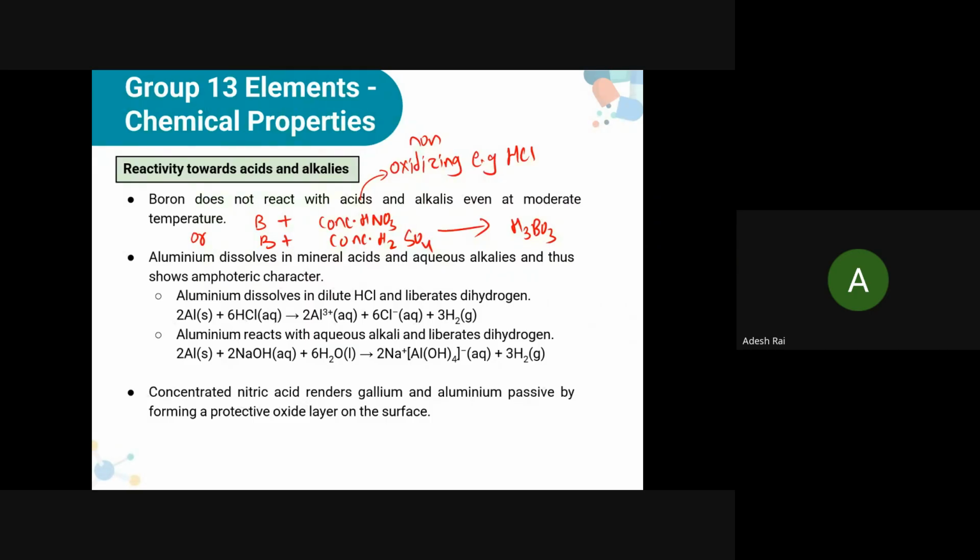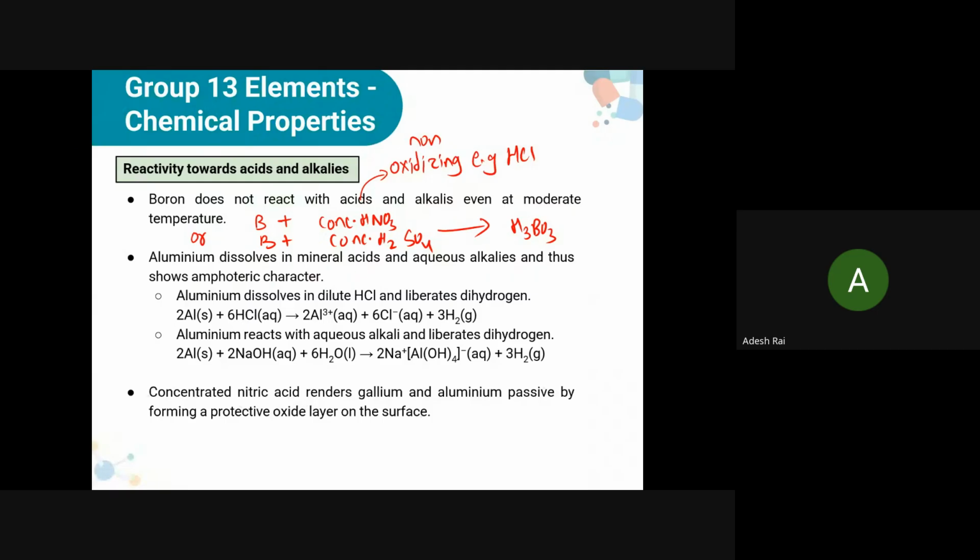See, I need to ask one thing. What is the N factor for boric acid? Can anyone tell me? This is a very famous example of ionic equilibrium. For H2SO4, what is the N factor? Do you remember? Quickly, because we don't have that much time. 2. For HCl, 1. For HNO3, 1.